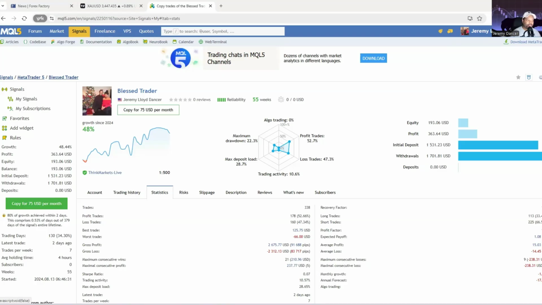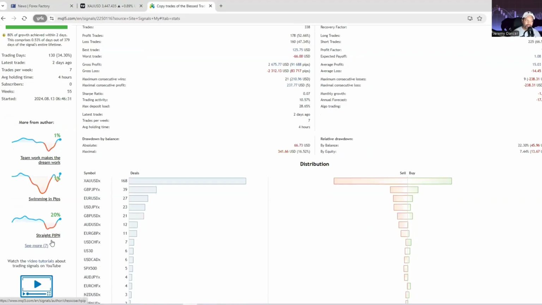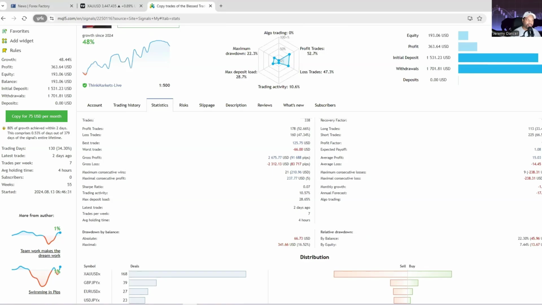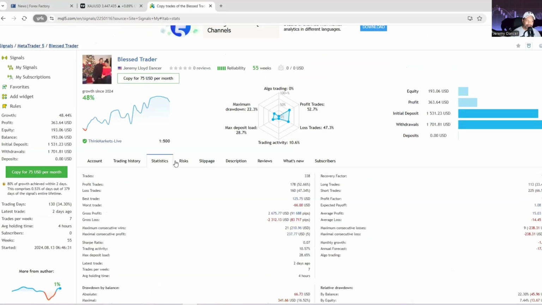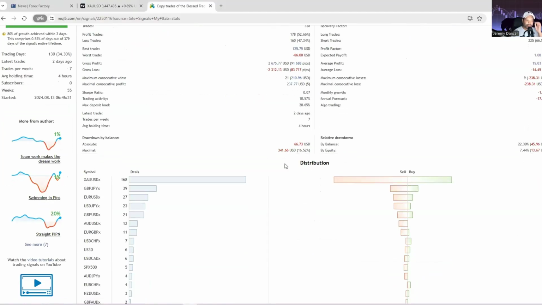And if you look on the left-hand side as well, and you click on See More, you can also see all of my accounts. Okay, so the first thing that I want to show you here is statistics. This is by far the most important tab that you should be aware of because this is going to break down everything that you need to know. All right, so your distribution, this is telling you the currency pairs that you trade and how many trades you have done on those currency pairs.